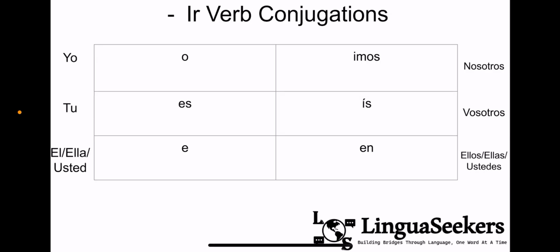Finally, IR verb conjugations, which are very similar to ER verb conjugations, except for the nosotros and vosotros form. So let's take a look. Yo, o. Tú, es. Él, ella, usted, e. Nosotros is now imos. Vosotros is ís. And finally, ellos, ellas, ustedes is en.